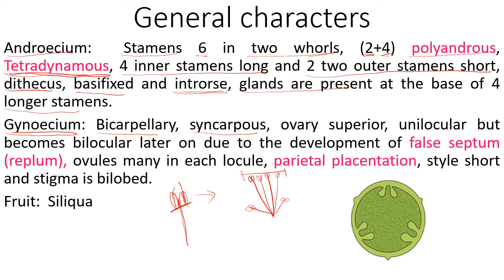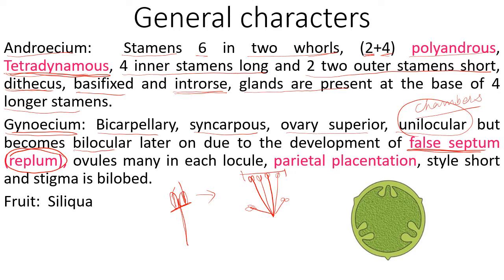It is syncarpous. Ovary is superior. Unilocular, this locule representing the number of chambers. So the number of chambers is 1, hence called unilocular, but it becomes bilocular later on due to the development of a false septum. This false septum is called a replum, which we'll see in the next slide.